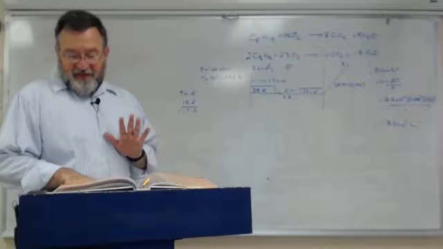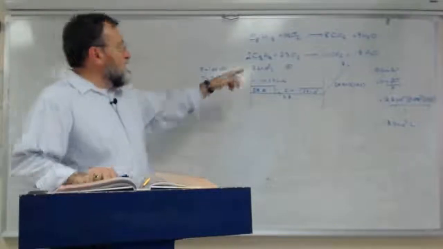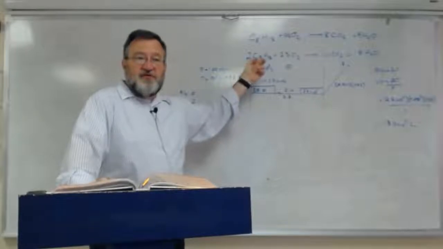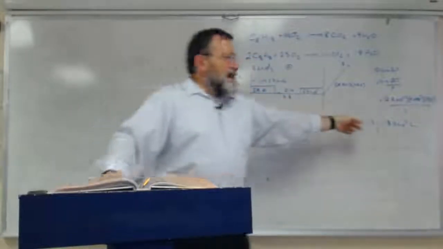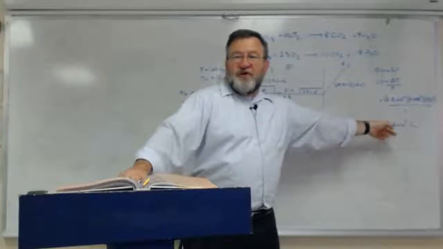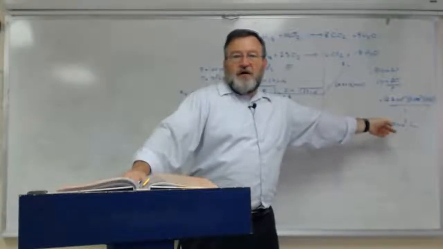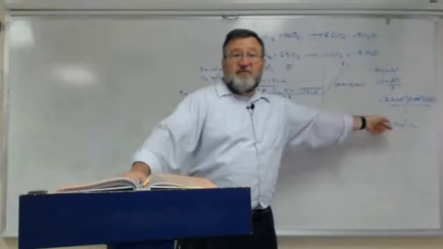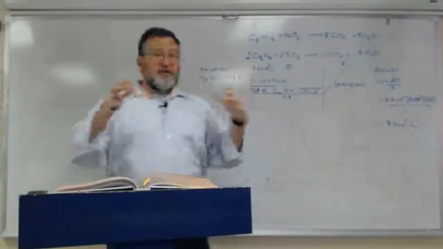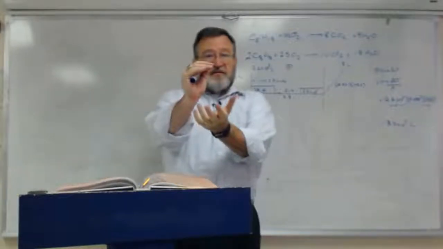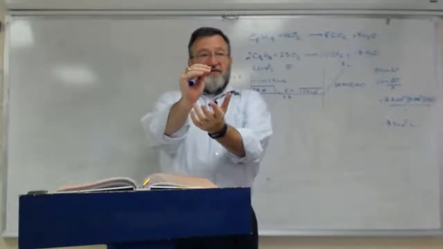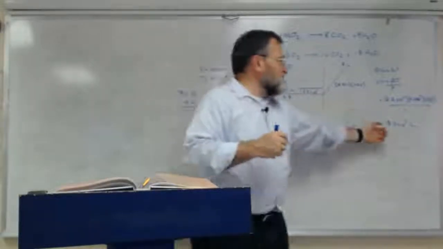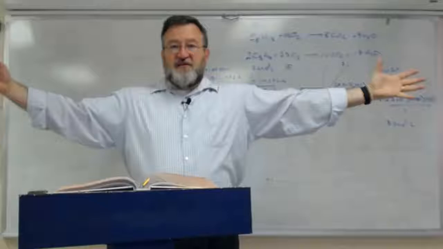Think about that for a second. Think about the scale. This is 1 gallon of octane. When it burns, it produces 8,200 liters of carbon dioxide gas. That's huge. The volume relationship. 1 gallon of the liquid burns to produce 8,200 liters of carbon dioxide gas.